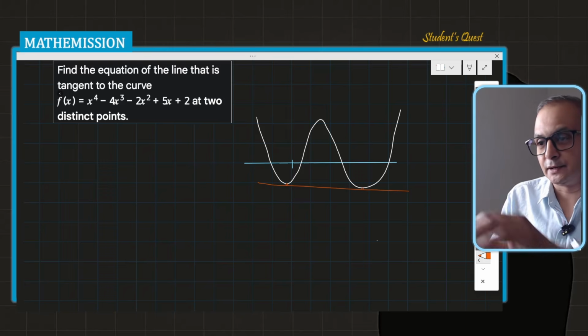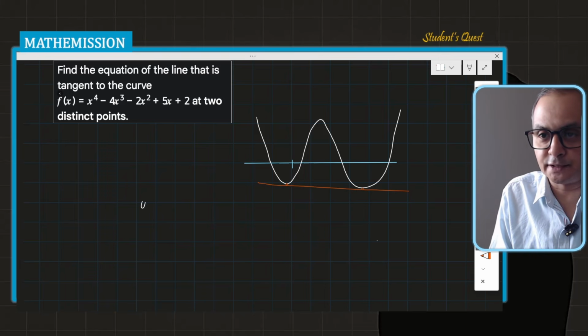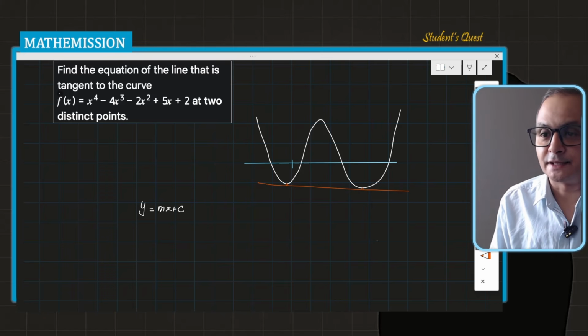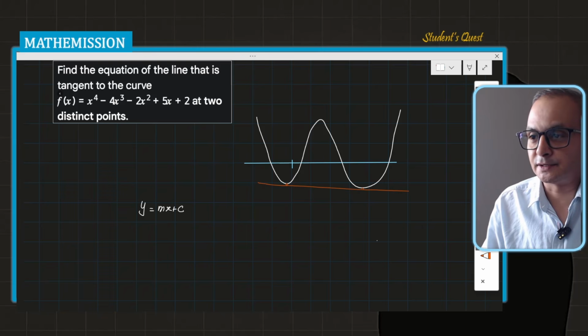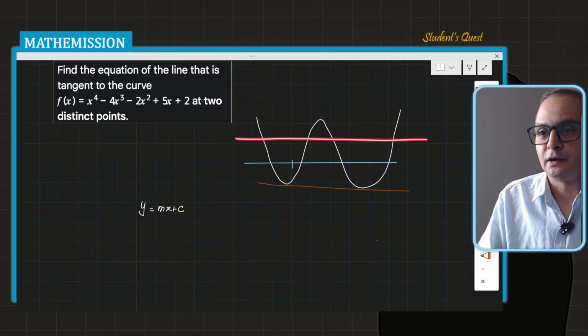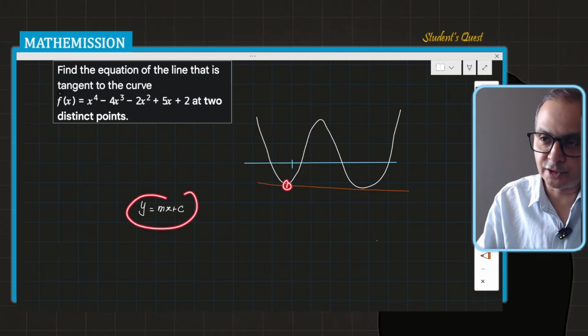So to do this in a non-calculus way, suppose I have an equation y equals mx plus c, which represents a straight line, and this line wants to be tangent to this curve. Since this line is touched by the curve at two distinct points, there are no four solutions happening. Otherwise, what would happen? It would intersect at 4 points. So we think that this line touches at these 2 points.